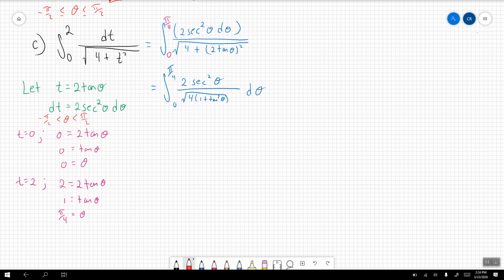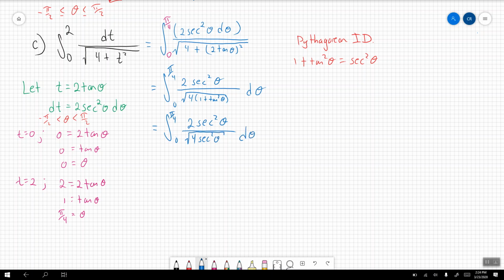Good. But also remember that once we have this substitution, your Pythagorean identity, 1 plus tan squared theta is secant squared theta. This is your Pythagorean identity. So using that Pythagorean identity as our substitution in that denominator from 0 to pi fourths, we're going to get 2 secant squared theta divided by 4 multiplied by secant squared theta, and that is all under the square root in that denominator.